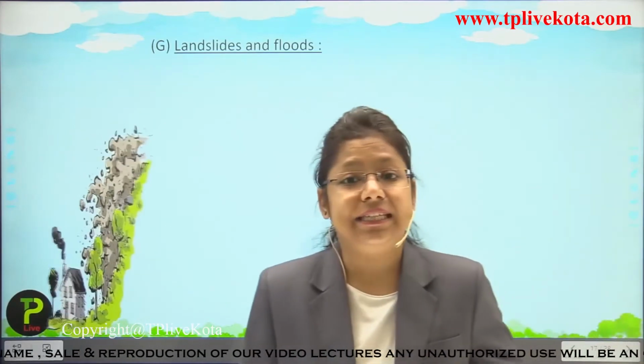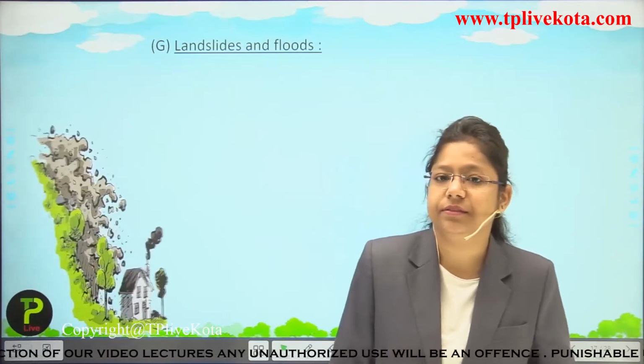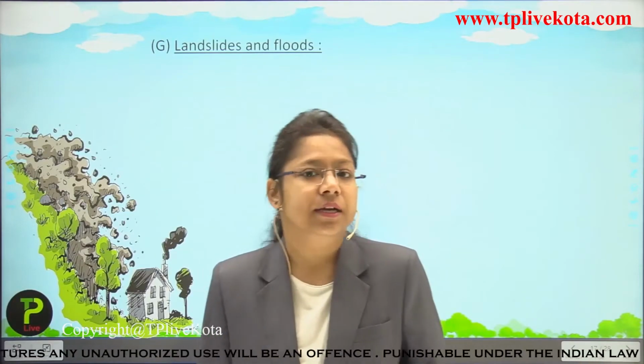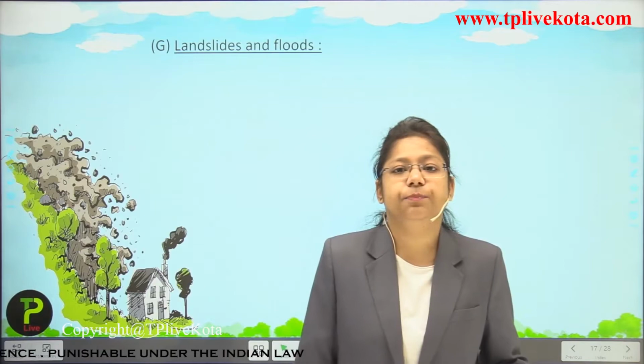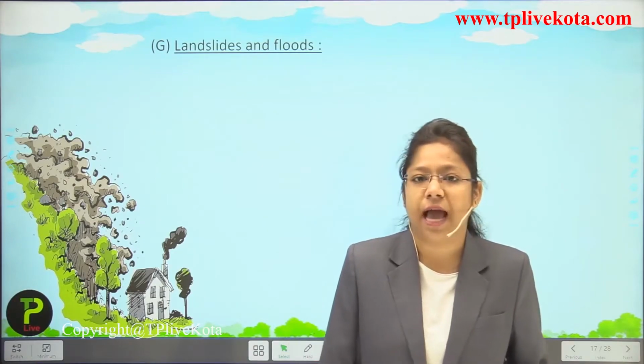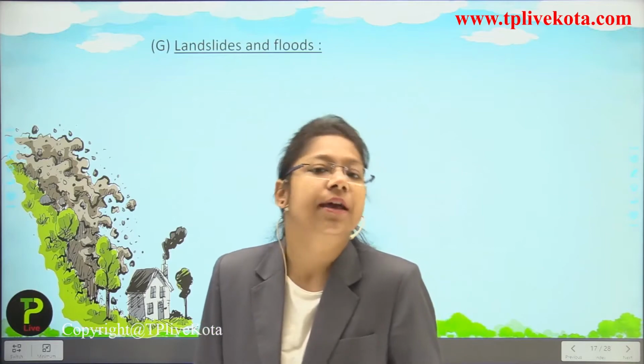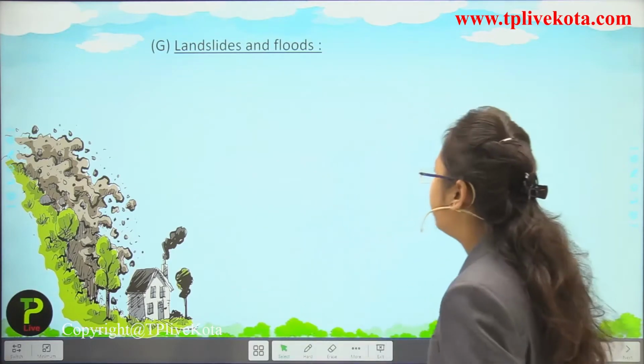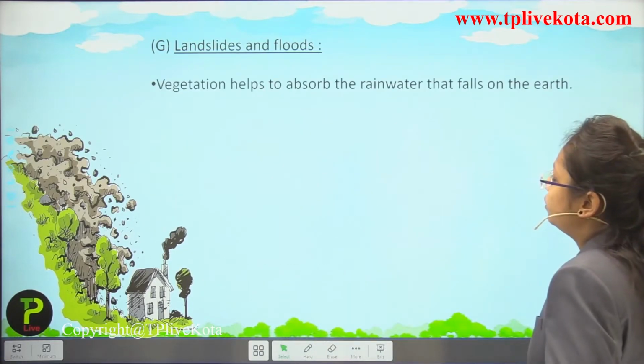Now why do landslides occur? Actually, in the mountainous regions, what happens, students? The soil which is holding all the amount of rain is being shed off. Why? Because we are doing deforestation there. And because of deforestation, what will happen? The soil will get eroded and the landslides or the flood conditions will arise. So let us see some points related to this.